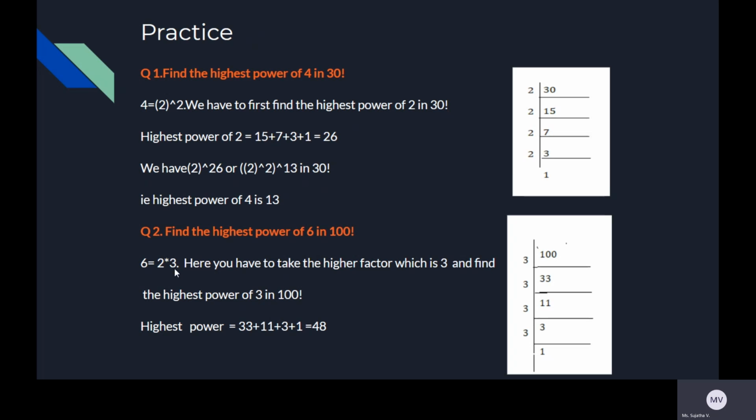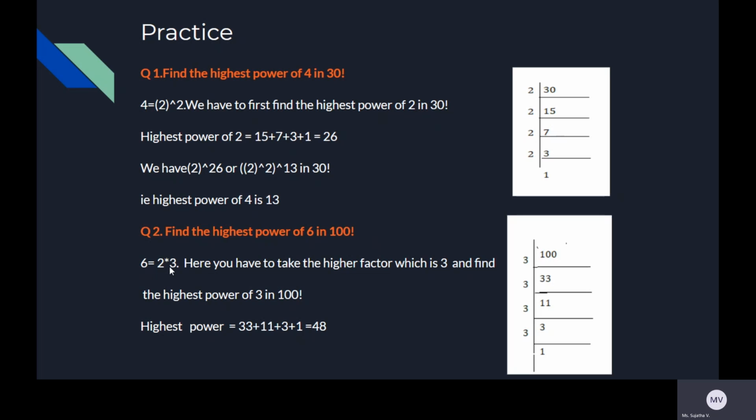So here we have 6 is equal to 2 into 3. Now what should I do? Should I take the highest power of 2 or the highest power of 3? I must take the higher factor here and find the highest power of the higher factor in 100 factorial. Why? Because I get a 6 only if both 2 and 3 are there. 2's will definitely be more than 3's, but it does not matter how many 2's are there. We get a 6 only if both 2 and 3 are there, isn't it? Therefore, we take the power of 3 and automatically we'll get the power of 6.